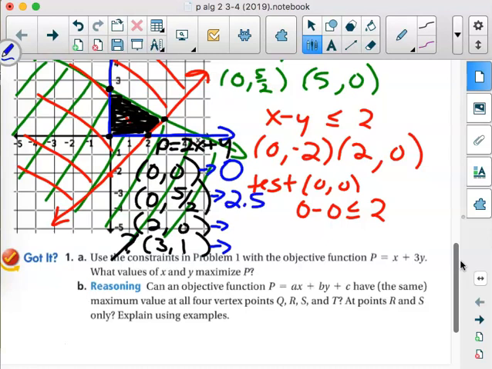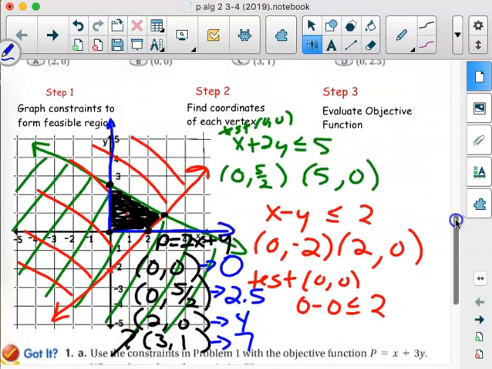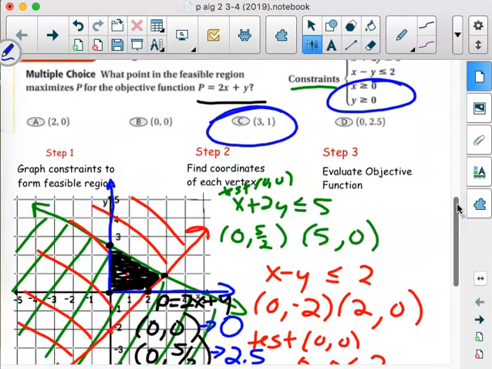It's okay. 2, 0. 2 times 2 is 4. 4 plus 0 is 4. So far, that's been our highest. But along comes 3, 1. 2 times 3 is 6. 6 plus 1 is 7. And like I said, that might be $7 million profit, you know. So the biggest number was kicked out by 3 and 1. That means they should produce 3 of product X and 1 of product Y, and that will maximize their profits. So back up here, it was multiple choice. And it's 3, 1.